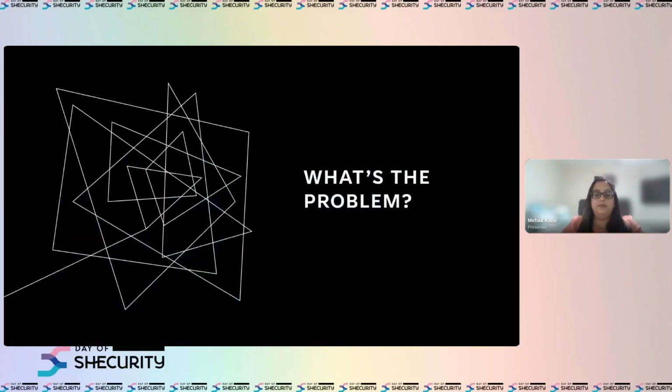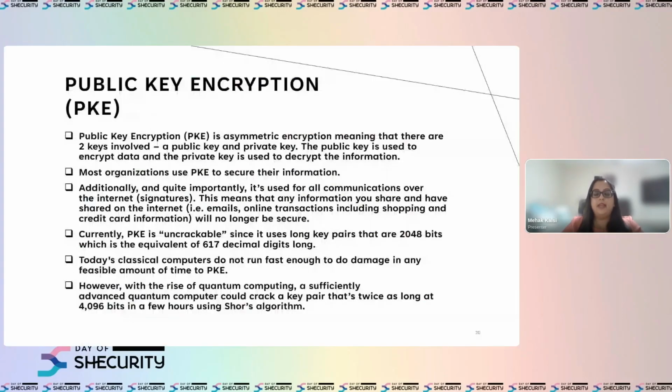So what's the problem? This is going back to that main thing about running Shor's algorithm on a quantum computer. Public key encryption is what we're talking about. With public key encryption, you have two keys: a public key and a private key. The public key is used to encrypt data and the private key is used to decrypt the information. What's interesting here is most organizations where people work will use PKE to secure their information.